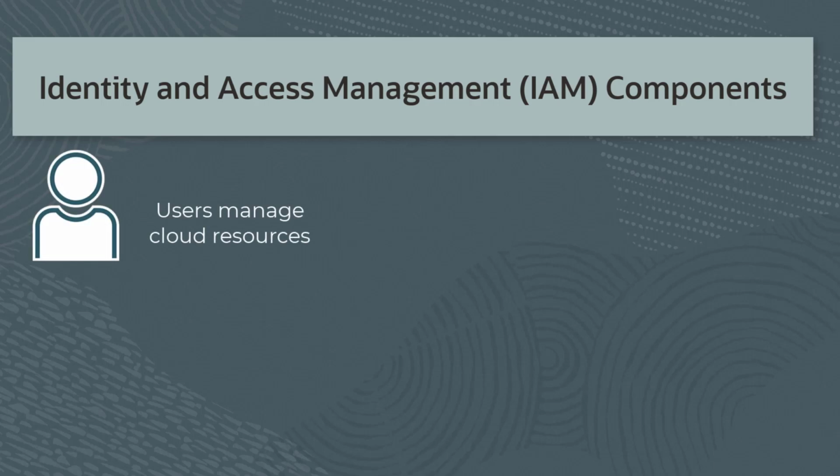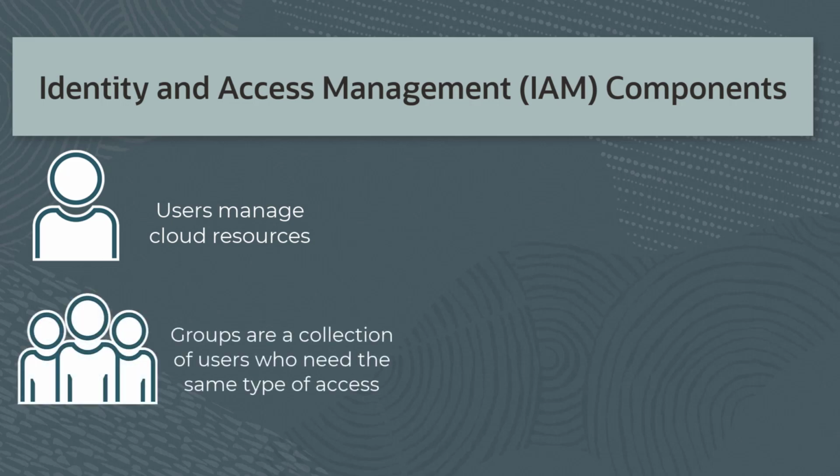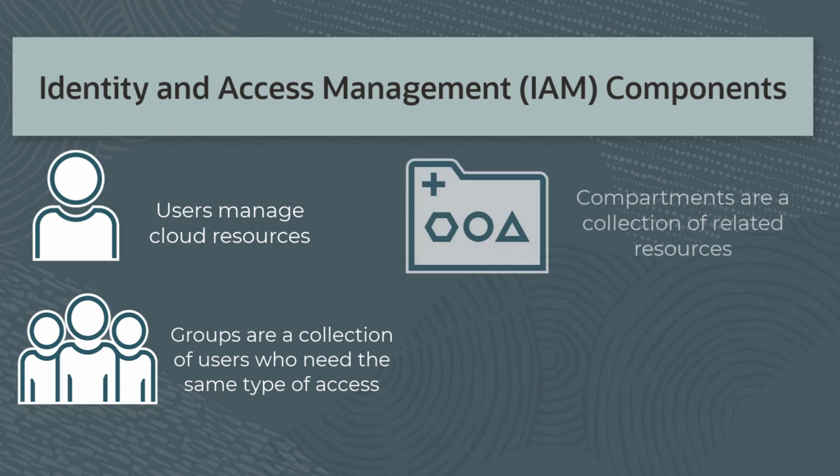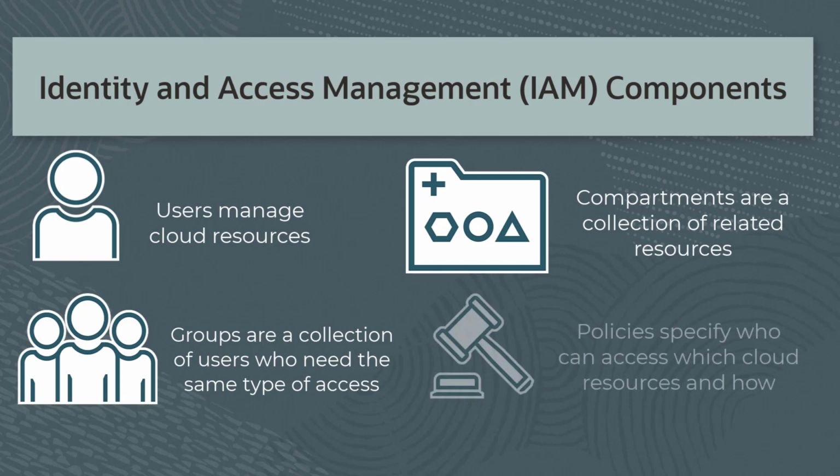Users manage your cloud resources, such as compute instances, block storage volumes, and virtual cloud networks. Groups are a collection of users who need the same type of access to a particular set of cloud resources or to a compartment. A compartment is a collection of related resources and is a fundamental component for organizing and isolating your cloud resources. A policy specifies who can access which cloud resources and how.